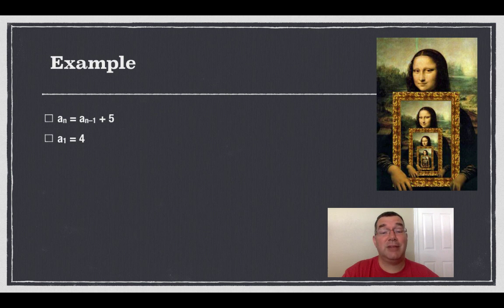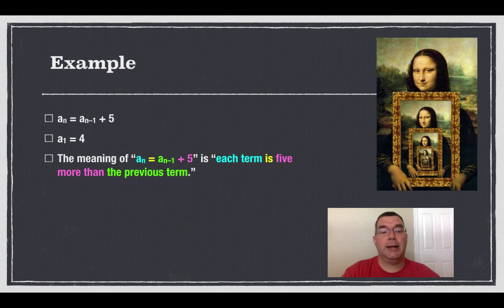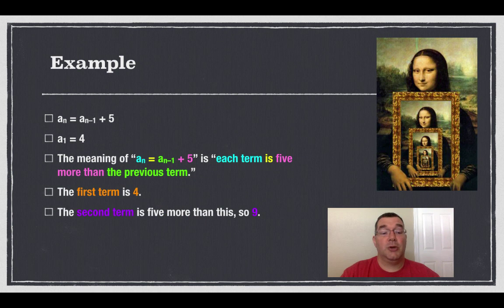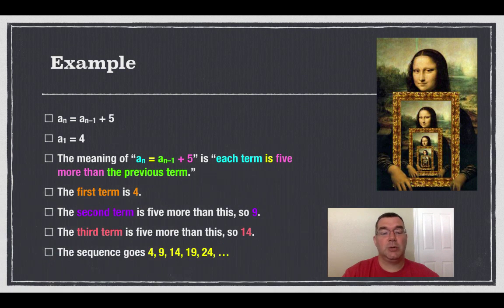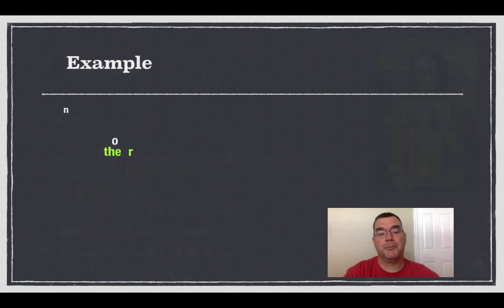And like I said, I have to give you a first term somewhere to start. So I'm telling you that a1 equals 4. So the first term is 4, and then what this phrase means is that each term is 5 more than the previous term. That's how you would translate that into English. So if the first term is 4, then the second term is going to be 5 more than that, which is 9. The third term is going to be 5 more than that, so 14. So the sequence goes 4, 9, 14, 19, 24, and so on. You just keep adding 5 starting from 4.